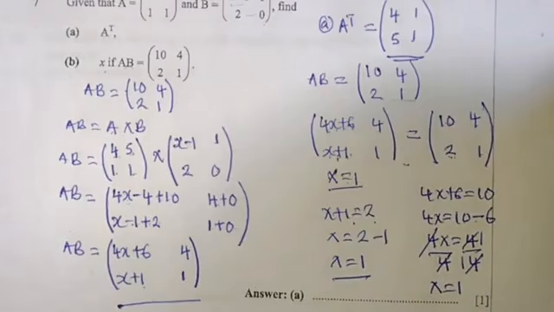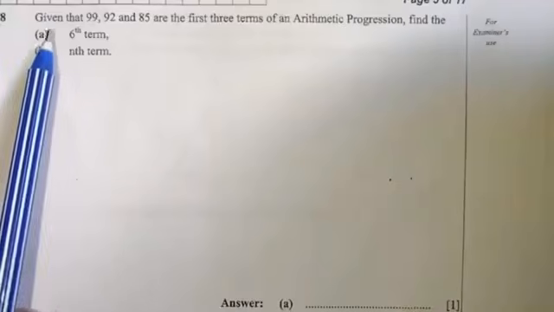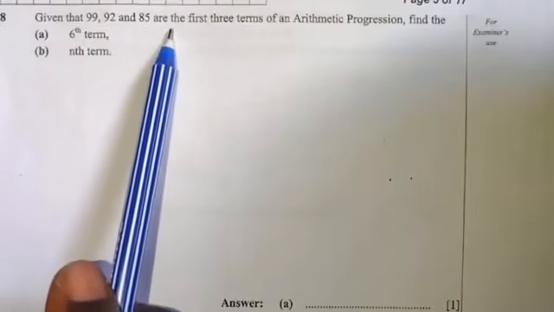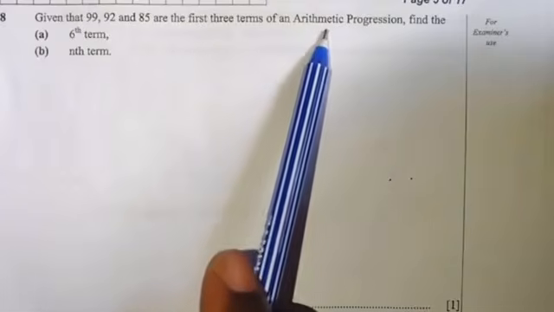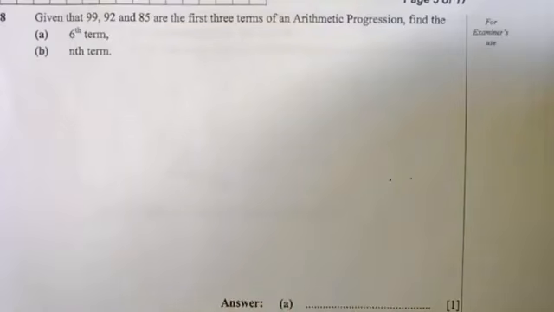We now move on to our next question. Alright, so this is our question 8. Our question 8 reads, given that 99, 92 and 85 are the first three terms of an arithmetic progression, we need to find the sixth term. So how can we find the sixth term?